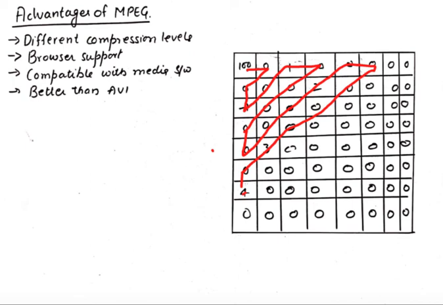And what are the advantages of MPEG? We could use different compression levels. We have a wider variety of browser support, and it is compatible with media software. It is better than AVI.